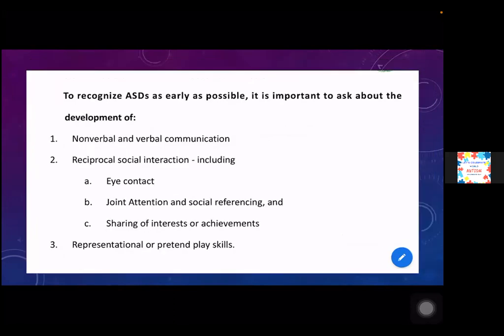So it's important to recognize ASD as early as possible. And hence we need to ask regarding the development of 3 important things. That is non-verbal and verbal communication, reciprocal social interaction, which includes eye contact, joint attention and social referencing, and sharing of interest or achievements. And the third is the representational or the pretend play skills. In the coming slides, I will be dealing in detail with what is joint attention, what is social referencing.